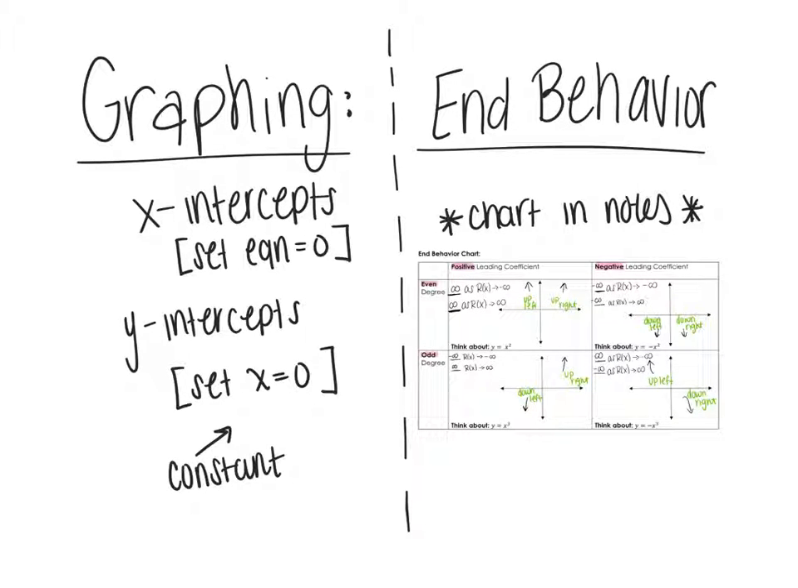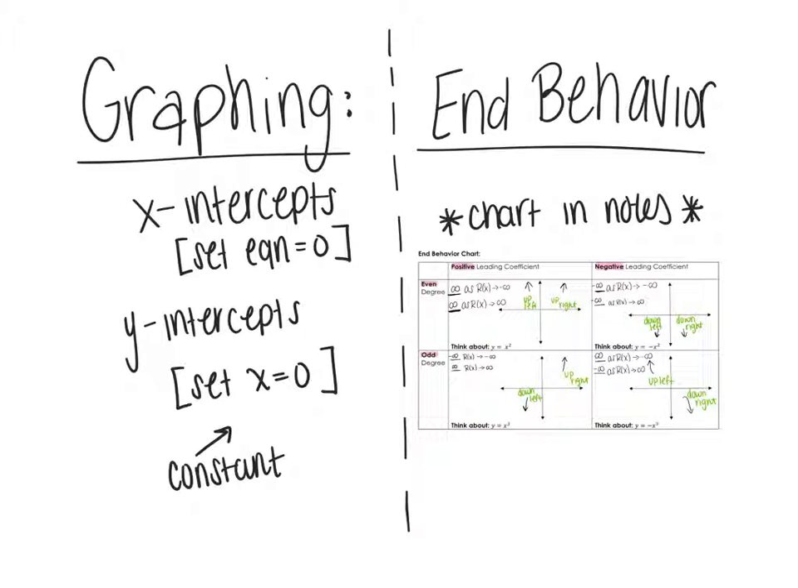In this video, we're going to be looking at graphing polynomials, and within that graphing, we're going to be talking about the end behavior of polynomials. So some key things to keep in mind. With graphing, x-intercepts means set y equal to 0, which you'll see on your screen to the left. You're going to take your equation and set it equal to 0.